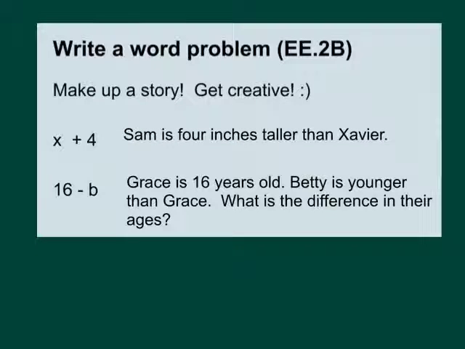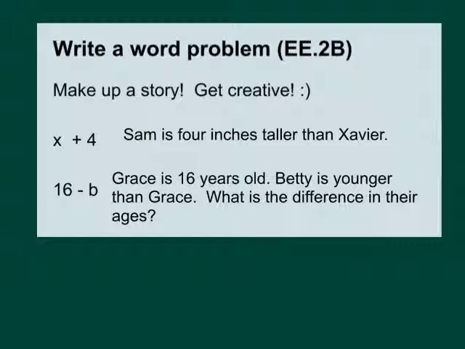So we've got Sam's story, we've got Grace's story, and in this case, the story about Grace, Grace is 16, Betty is younger than Grace, but we don't know how old Betty is, so we're representing Betty with a B. What is the difference in their ages, or what is an expression that would represent the difference in their ages? 16, Grace's age, minus B for Betty's age.